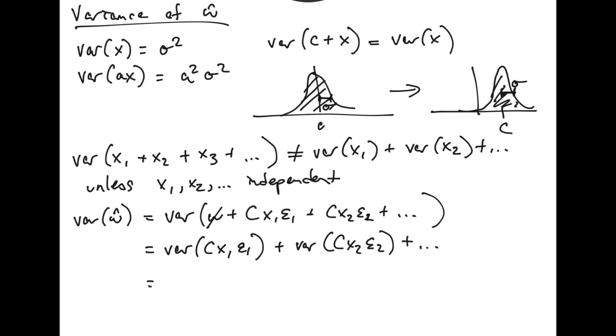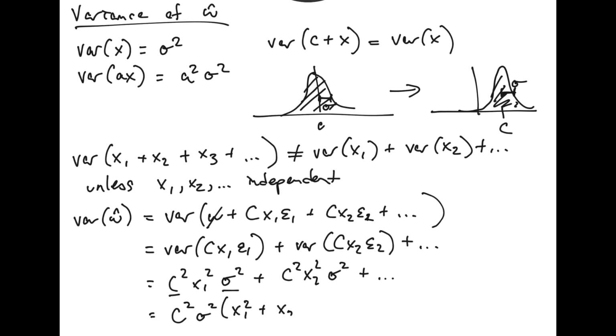So the constant gets squared. So we have c squared x1 squared, and then the variance of epsilon is sigma squared, plus c squared x2 squared sigma squared, and so forth. And from this, we can see that these are common in all of the terms, so we can factor that out. So this is just c squared sigma squared times x1 squared plus x2 squared plus dot dot dot. Okay, and that is equal to c squared sigma squared, the sum over i of xi squared.